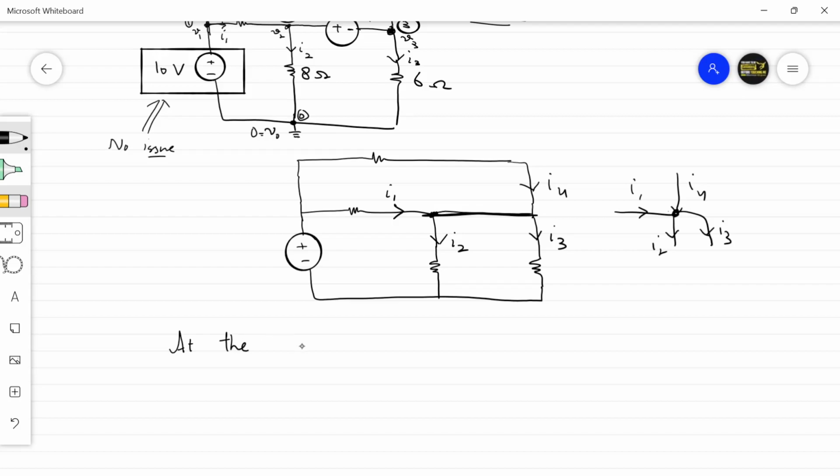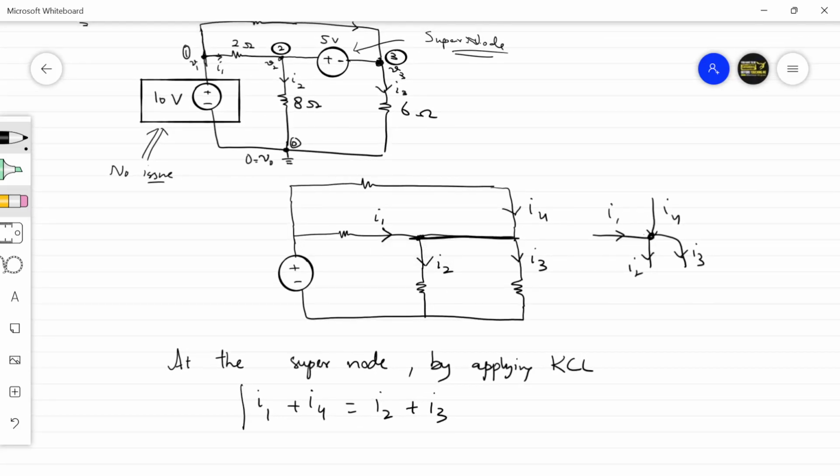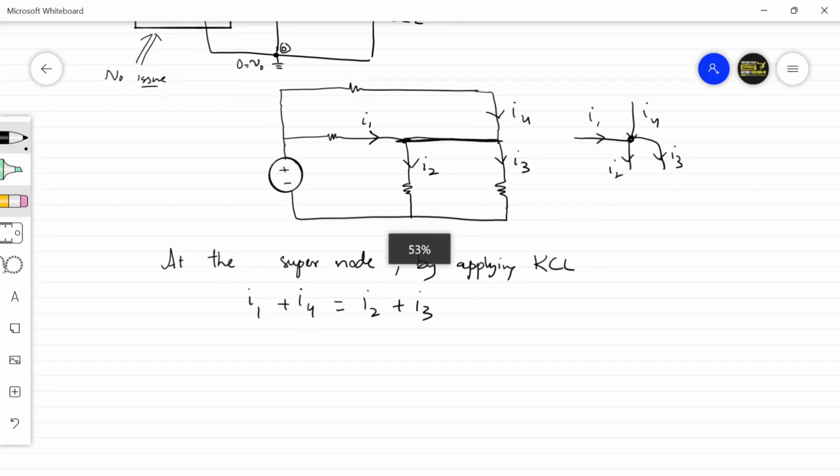at the super node, if we apply the KCL, I1 plus I4 is the current flowing into the super node, and I2 plus I3 is the current coming out of the super node. So I1 plus I4 will be equal to I2 plus I3. So this is one equation. We have to denote this in terms of voltage now to find the voltage.